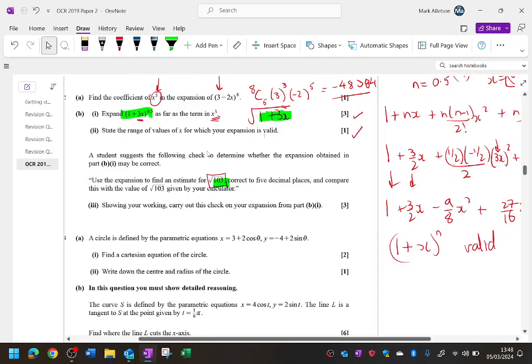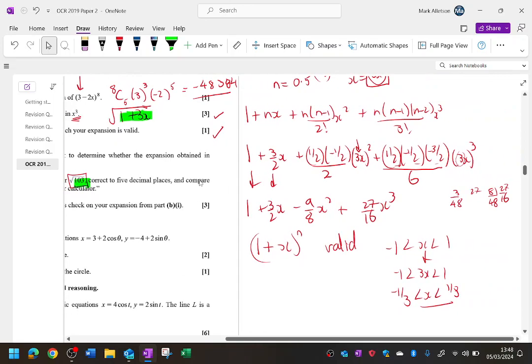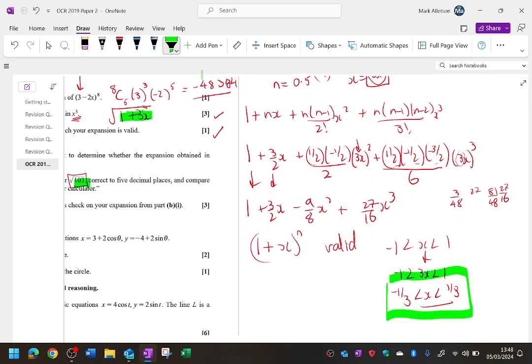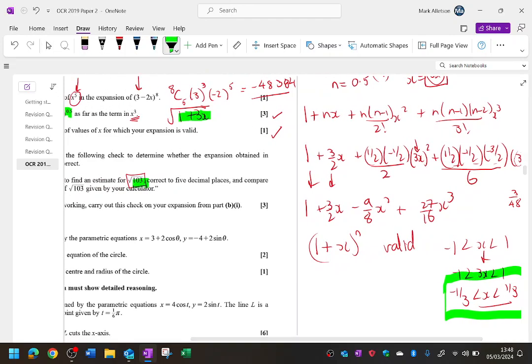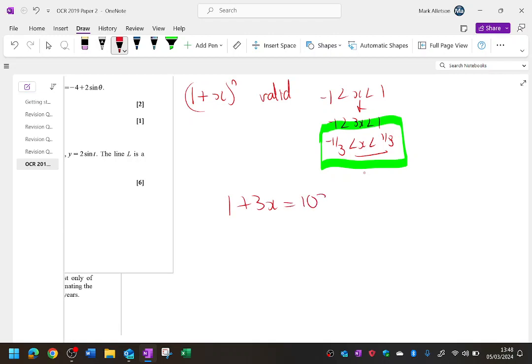Right, it says compare this with the value, so we have to try and do this. Now we know we're only allowed to use the x values in between minus a third and a third. So let's think about how we're going to do this. We need 1 plus 3x to be 103 for starters. So 1 plus 3x needs to be 103, and then they match up. So let's make that equation over here. So we're going to get 1 plus 3x is 103.